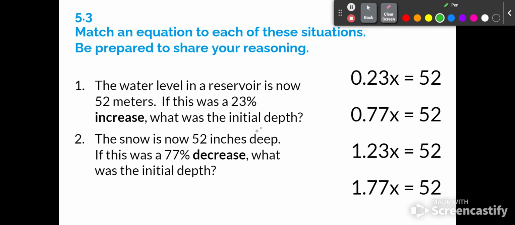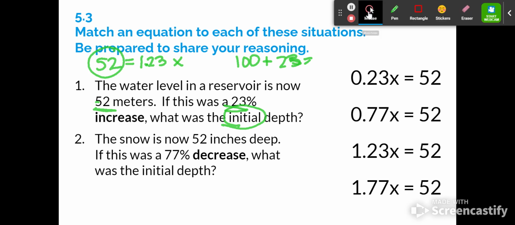All right, so you need to think about what are we looking for? We want the initial. We're looking for 100%. So 52 is the 23%, which means when we had the original amount, we added the increase. So it was a 23% increase. So 52 is equal to 1.23 times whatever my initial amount was, because we added the 23. So this is 123%.